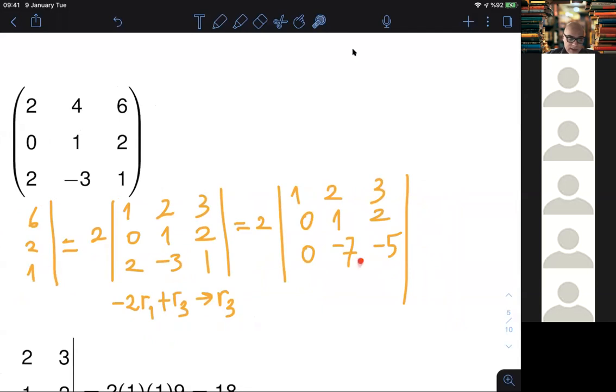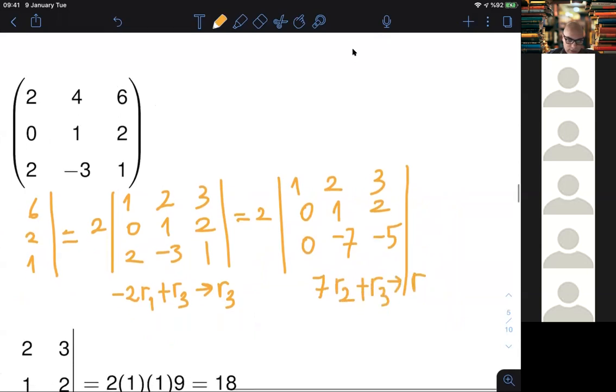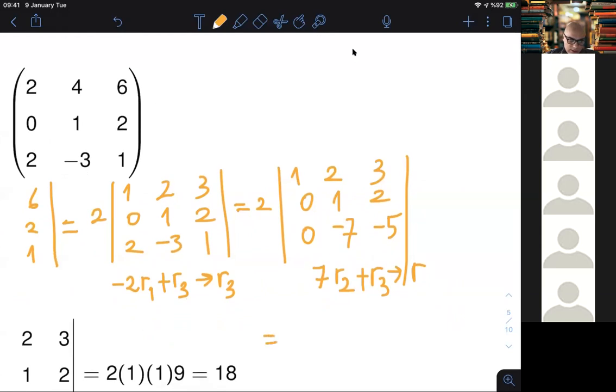I have to make this entry equal to 0. And to do that, what can I do? I can multiply the second row by 7 and add it to the third row and write it instead of the third row. So if I do that, what do I get? I will get 2 times 1, 2, 3, and then this doesn't change, 0, 1, 2. And this will become 0, 0, and 2 times 7 is 14, so this is 9.